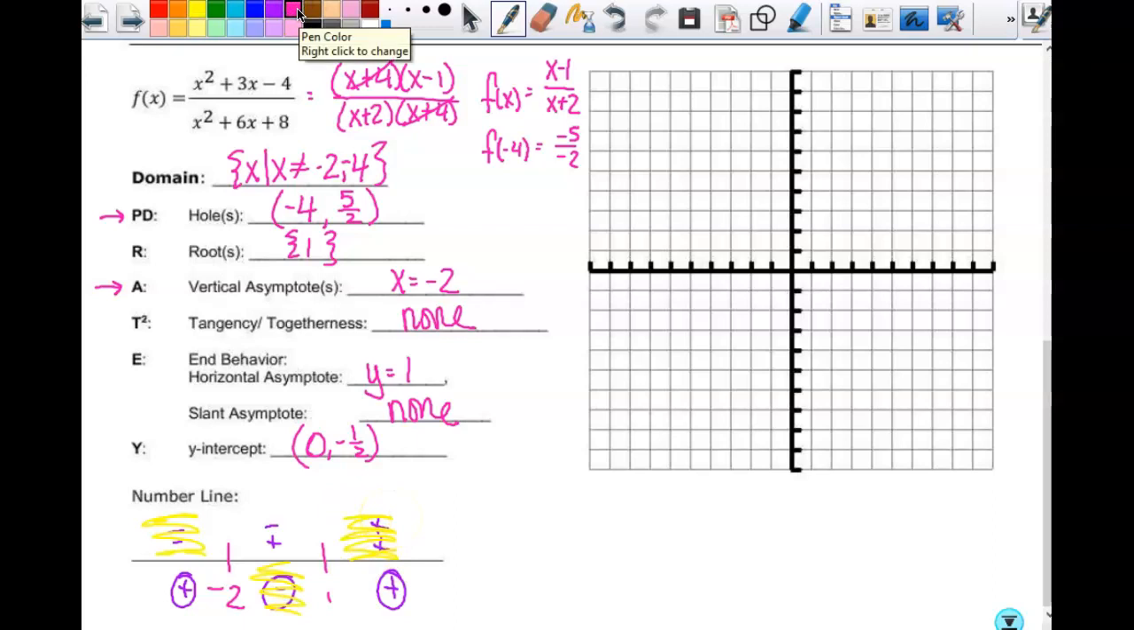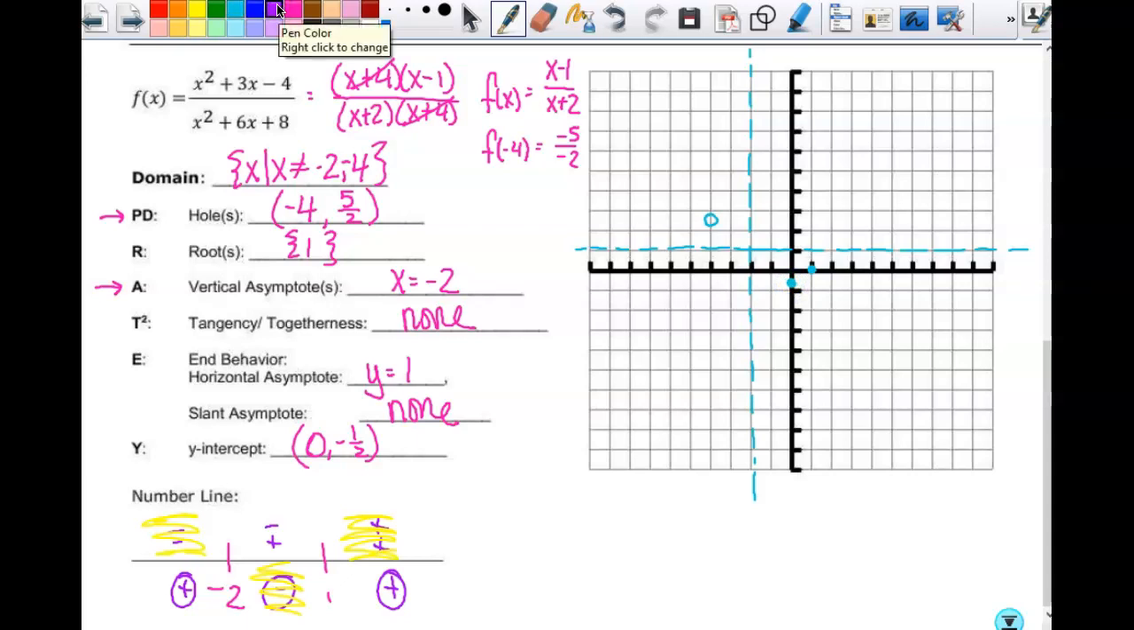All right, so I'm going to plot some things over here. See if I can plot them correctly this time. I have a hole at negative 4, 5 halves. So 1, 2, 3, 4. 5 halves is basically 2.5. So I'll put a hole there. I have a root at 1. I have a vertical asymptote at x equals negative 2. Horizontal asymptote at y equals 1. And a y-intercept at 0, negative 1/2 right here. Okay.